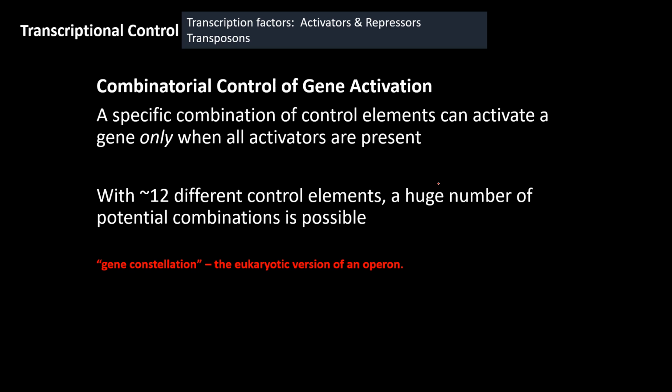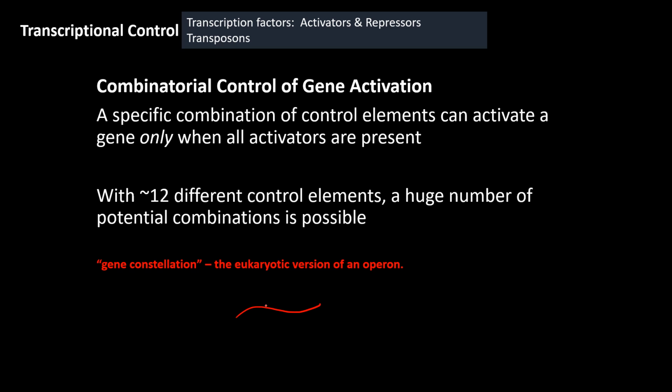All right, now here's the take home to all of that. By having several different control elements, we can now start to turn genes on and off in a very complicated way, right? And so, for example, with about 12 different control elements, that results in a huge number of potential combinations possible. Right now, I can't tell you how many different control elements there are in the human genome. I can tell you there's probably way more than 12.